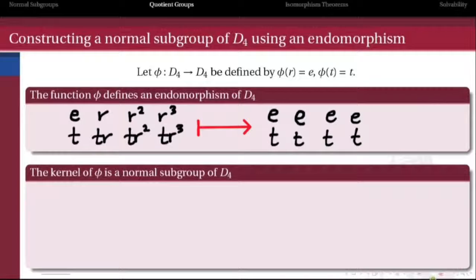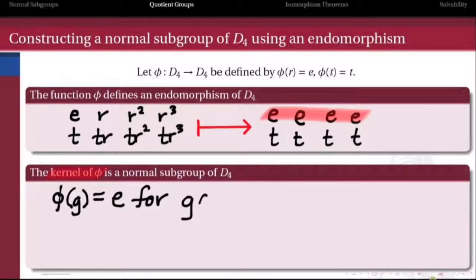Notice all the rotations, regardless of how many times they're rotating, are getting sent to the identity. And all of the reflections are getting sent to the same reflection T. So this is what the endomorphism actually looks like. Now what's the kernel of this homomorphism? Well, the kernel is everything that's getting sent to the identity.